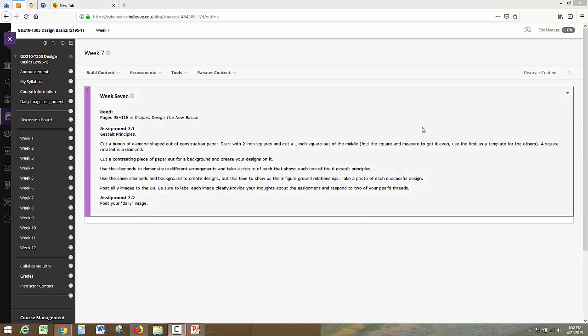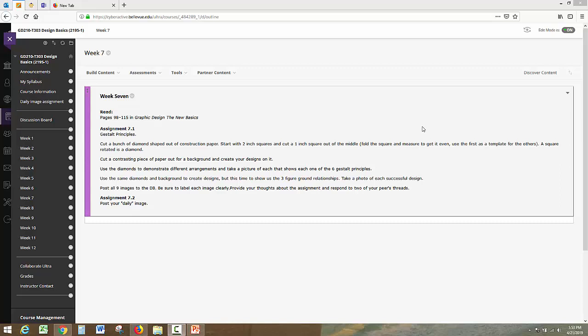Just want to make sure that we're clear on what's needed for week 7, and this is probably my most favorite topic in the whole world, which is the principles of Gestalt. My whole thesis was actually on this topic, and I believe that as a designer, if you can understand how people perceive, it's going to ultimately help you with how you design and how you use the elements of graphic design.